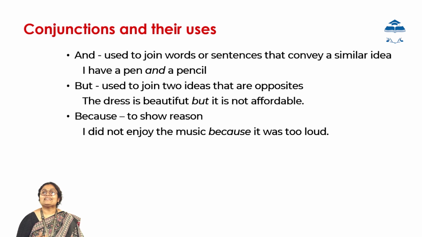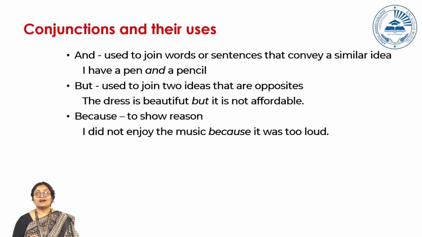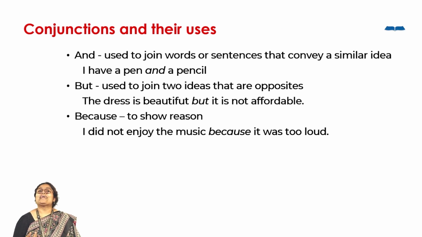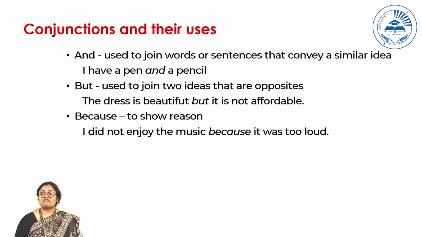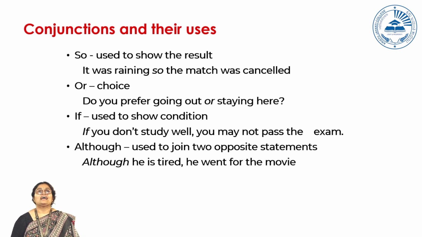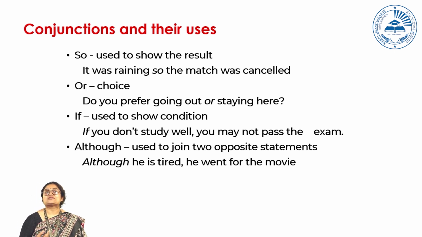Now, if you look at the third conjunction, it is because. Because is generally used to show a reason. I did not enjoy the music because it was too loud. So in this sentence, you are telling the fact that you didn't enjoy the music and you're giving out the reason why you didn't enjoy the music using the conjunction because. Now, the next conjunction is so.